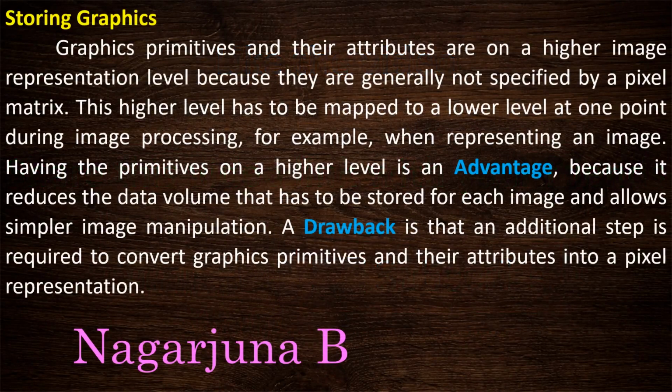Graphics primitives and their attributes are at a higher image representation level because they are generally not specified by a pixel matrix. They will not be represented by using pixels. They have a higher image representation level, so they are not specified by a pixel matrix. So this higher level has to be mapped to a lower level at some point in time.